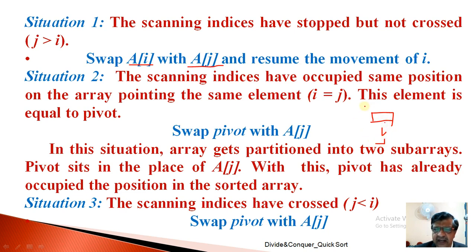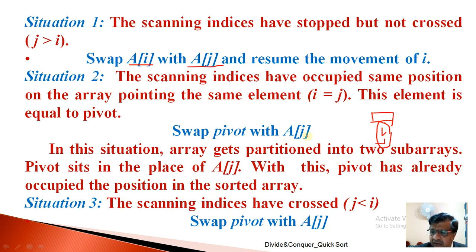Definitely this element should be equal to pivot, because I will stop if and only if it encounters an element greater than or equal to pivot, and J will stop if and only if it encounters an element which is lesser than or equal to. This equal to criteria will make them stop here at a common location if the element that both of them encounter happens to be equal to pivot. Then still the pivotal element will be exchanged with A of J. In this situation, the array gets partitioned into two sub-arrays.